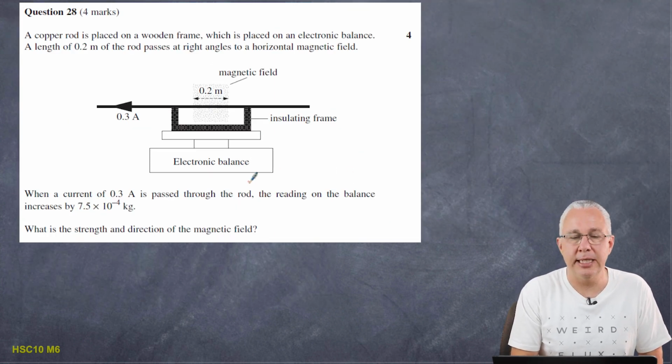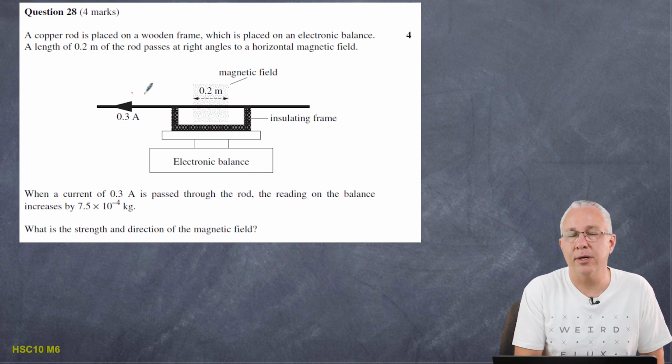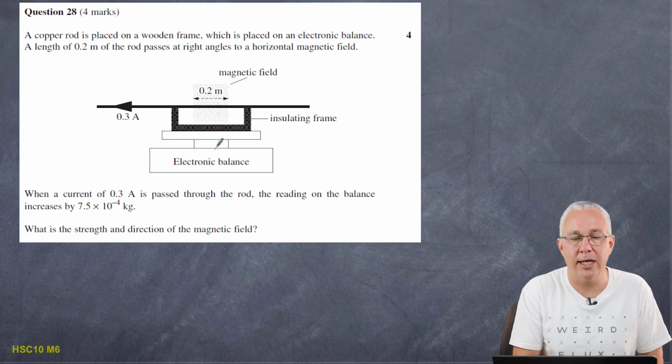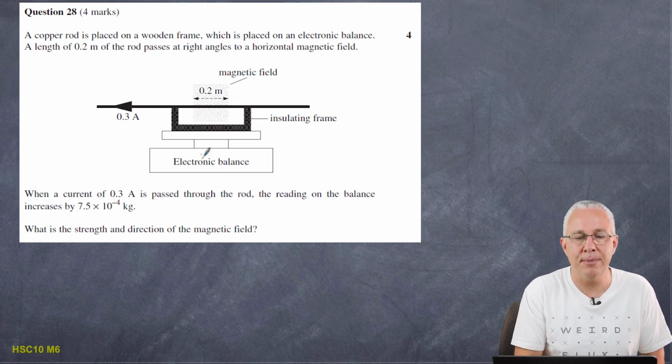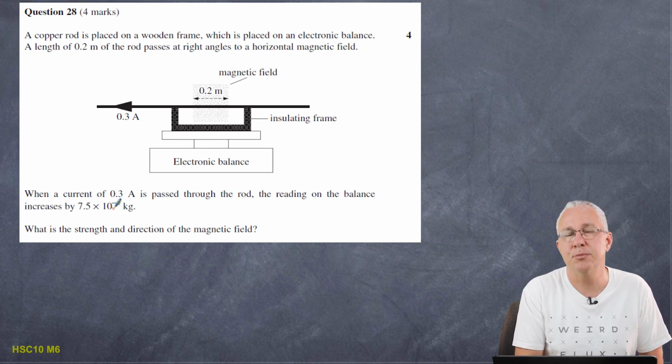Question 28. Now in this case we're dealing with basically a bar or a current that's passing through a wire, and it's going to experience a force on our electric balance. And this question is quite involved, so you need to take this very carefully, because what's happening here is our electric balance is always going to be reading a value in kilograms when it's actually responding to the concept of force or its weight.